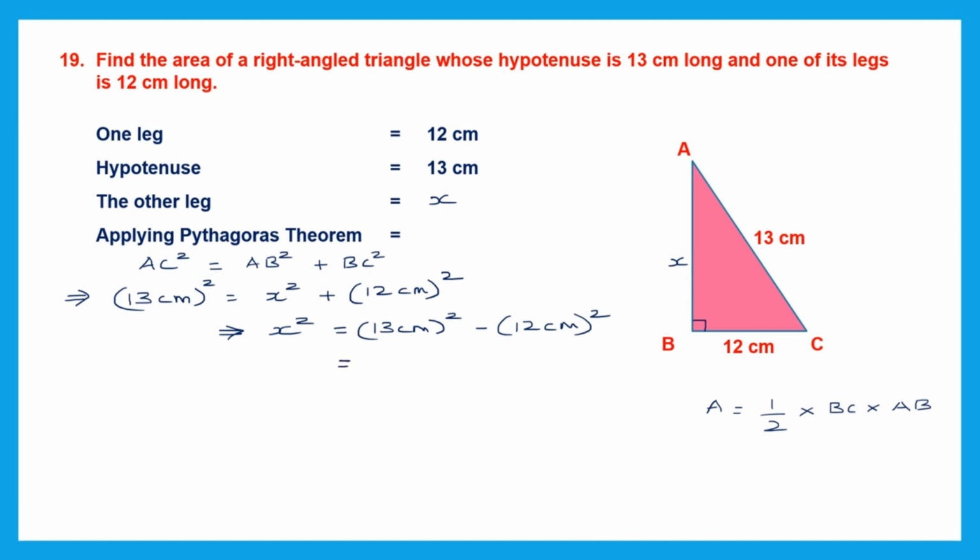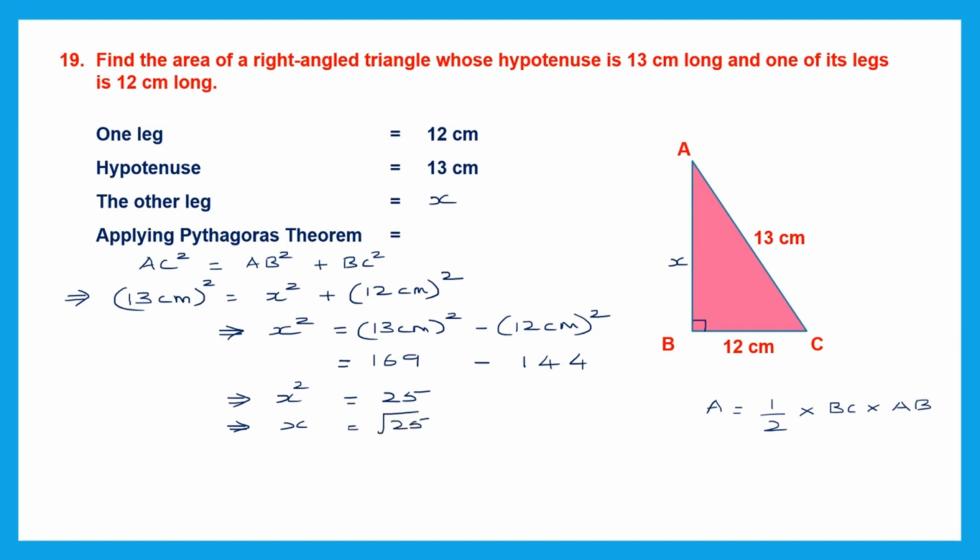So x square will be equal to 13 centimeters square, which is 13 into 13, 169, minus 12 centimeters square, which is 12 into 12, which is 144. So x square in this equation will be equal to 169 minus 144, which is equal to 25. So if x square is equal to 25, how much will x be? X is the square root of 25.